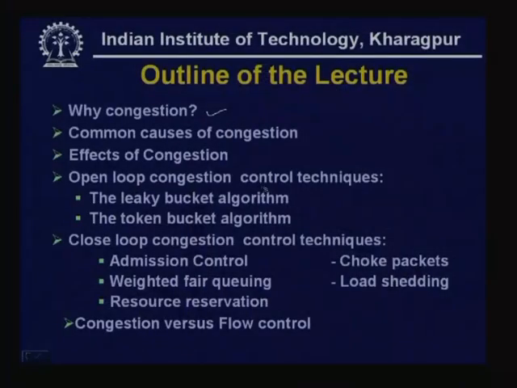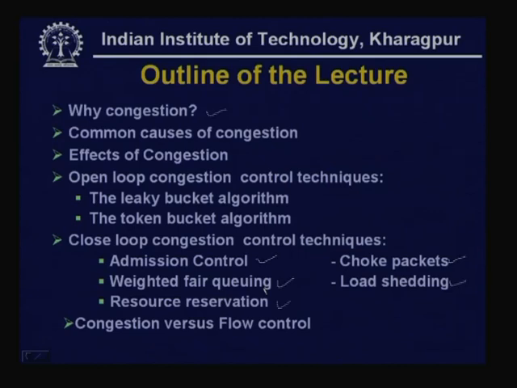Under the open loop congestion control techniques, we have two important algorithms. One is known as the leaky bucket algorithm, another is the token bucket algorithm. And we shall discuss a number of closed loop congestion control techniques, such as admission control, weighted fair queuing related to admission control, resource reservation, which is known as RSVP, then use of choke packets, load shedding, all these things we shall discuss. Finally, we shall close our discussion by considering a comparison between congestion and flow control.